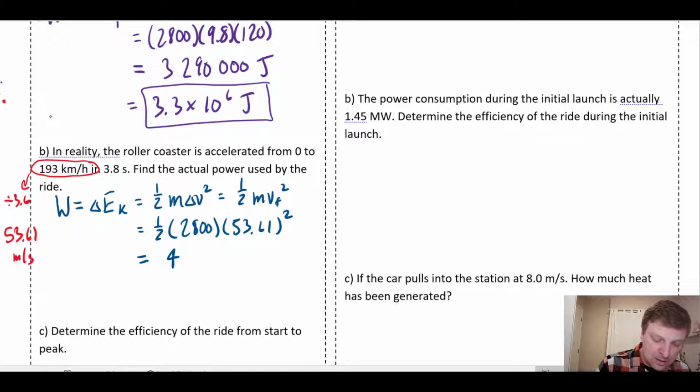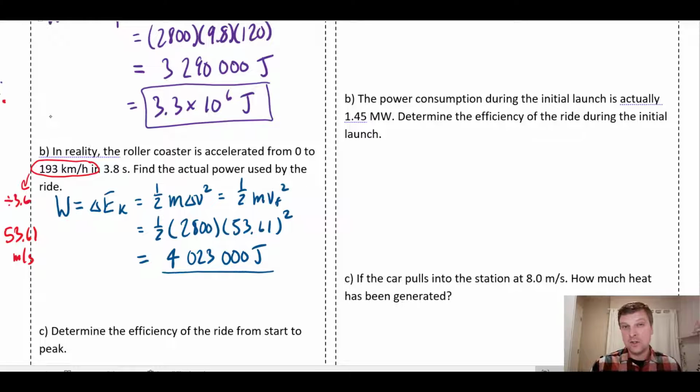It turns out that I actually have to input over 4 million joules. It's 4,023,000 joules of work. You can see right away the difference, right? I had to put in a little bit more than the minimum or this isn't going to work.